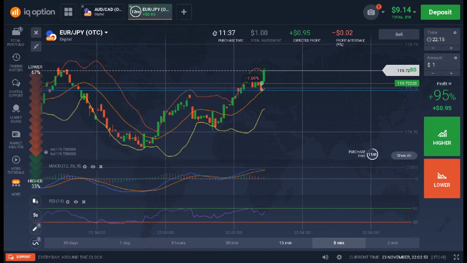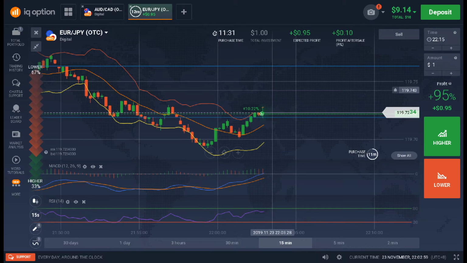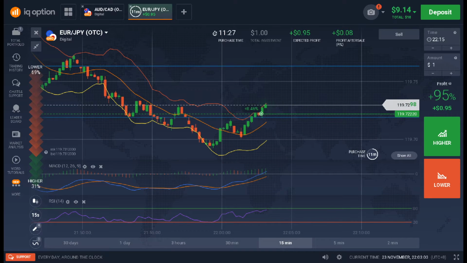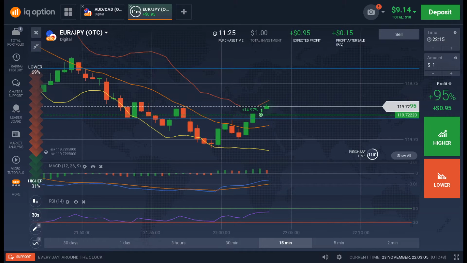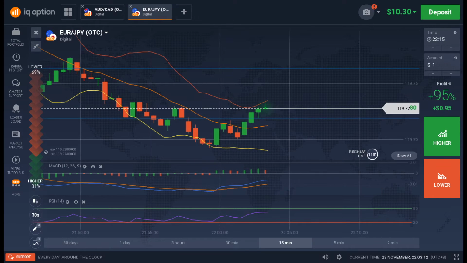Come on, you go up. Come on. It's trying to trigger the upper band. Yes, please. Okay. Okay, we're selling it. 15% gain.